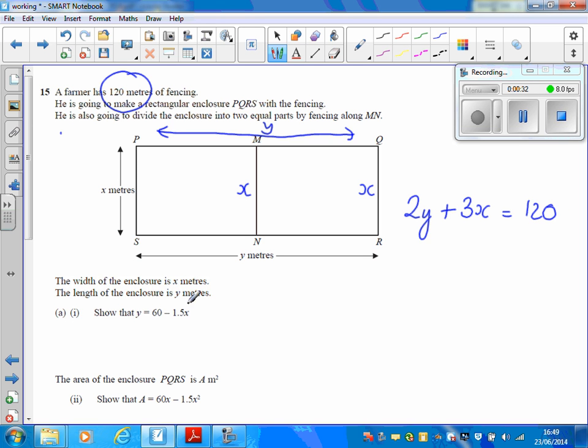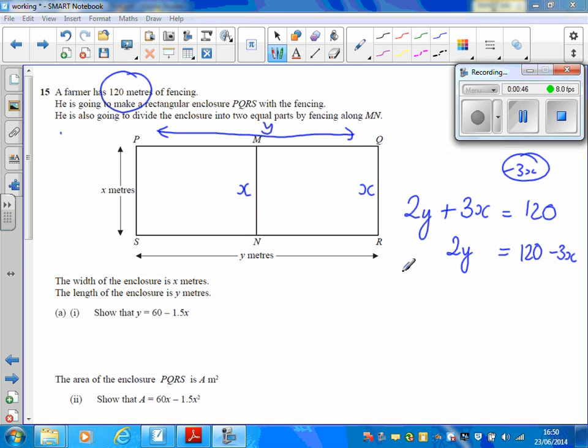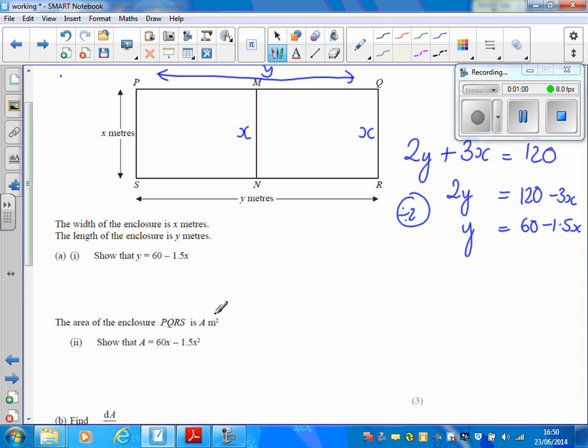Now we need to rearrange that to make y the subject, so I'm going to subtract 3x to start with. Taking away 3x from this side, I'm left with 2y. This side becomes 120 minus 3x. If I then divide both sides by 2, this side becomes y, and this side becomes 60 minus 1.5x.